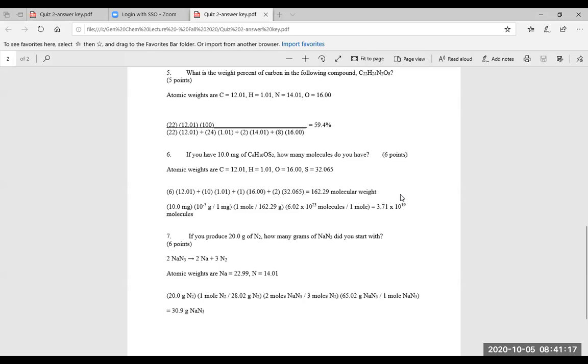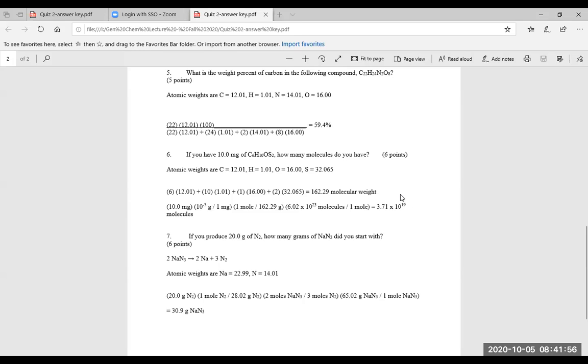So you would take 22 times the atomic weight. And then in the denominator, you want to find essentially the molecular weight of the compound. So for that, you would take the number of carbon, 22, times the atomic weight of carbon, which is 12, plus the number of hydrogens, which was 24, times the atomic weight of hydrogen, which is 1, plus the number of nitrogen atoms, which was 2, times its atomic weight, which is 14. And then finally, plus the number of oxygens, which is 8, times its atomic weight of 16. So that added up, the denominator is the molecular weight of the compound.